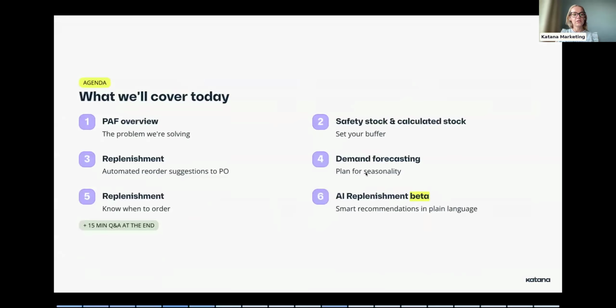So what we are going to cover today is planning and forecasting overview, the plan tab screen in Katana. We're going to talk about safety stock and calculated stock, how it will help you set your buffer, making sure that you're not running low and be ahead. Replenishment, automated reorder suggestions, as well as demand forecasting, and AI replenishment. That's still in beta, but Taago will cover that and talk more about it.